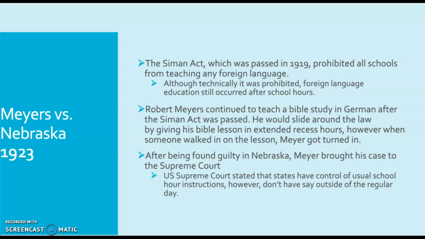So the first one we have is Meyer versus Nebraska, which is from 1923, and it all kind of started with the act called the Simon Act, which passed in 1919 and prohibited all schools from teaching any foreign language. And although technically it was prohibited, foreign language education still did occur after school hours or during recess.